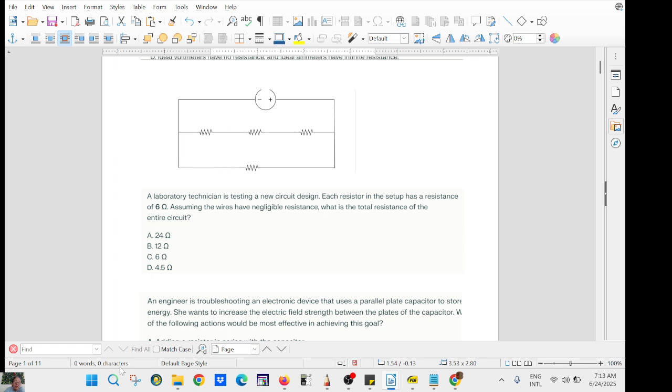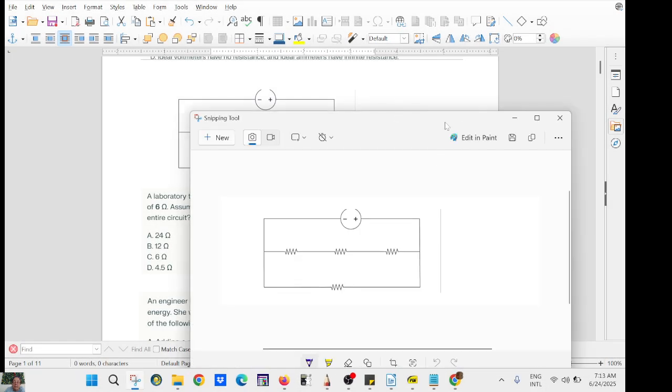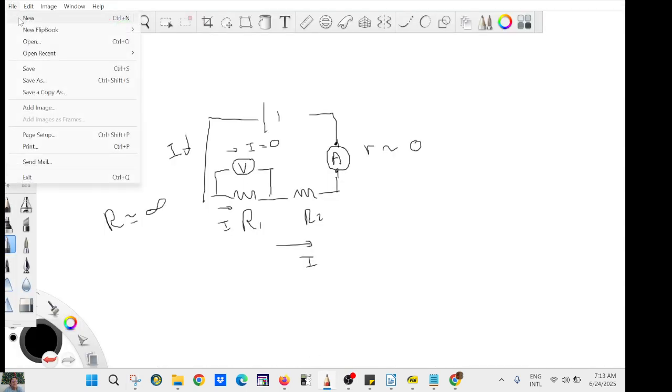Okay, so let's do this one. This one, it's an easy one. So again, you should pause the video and try to do it. So you have a circuit in parallel. This branch is in parallel with this one, but those loads here are in series. So again, this is an easy one.